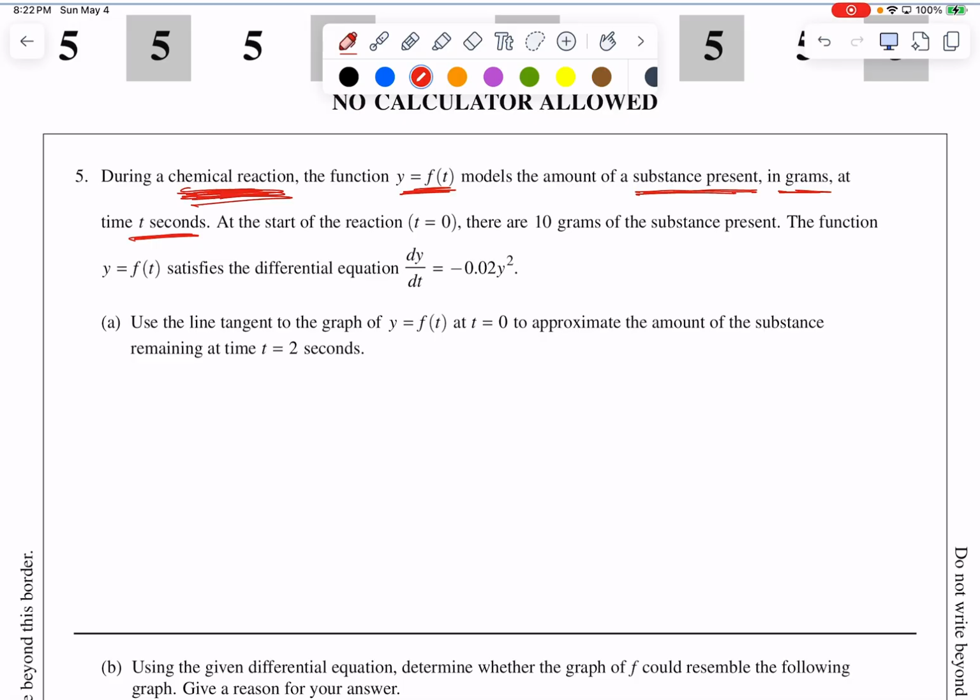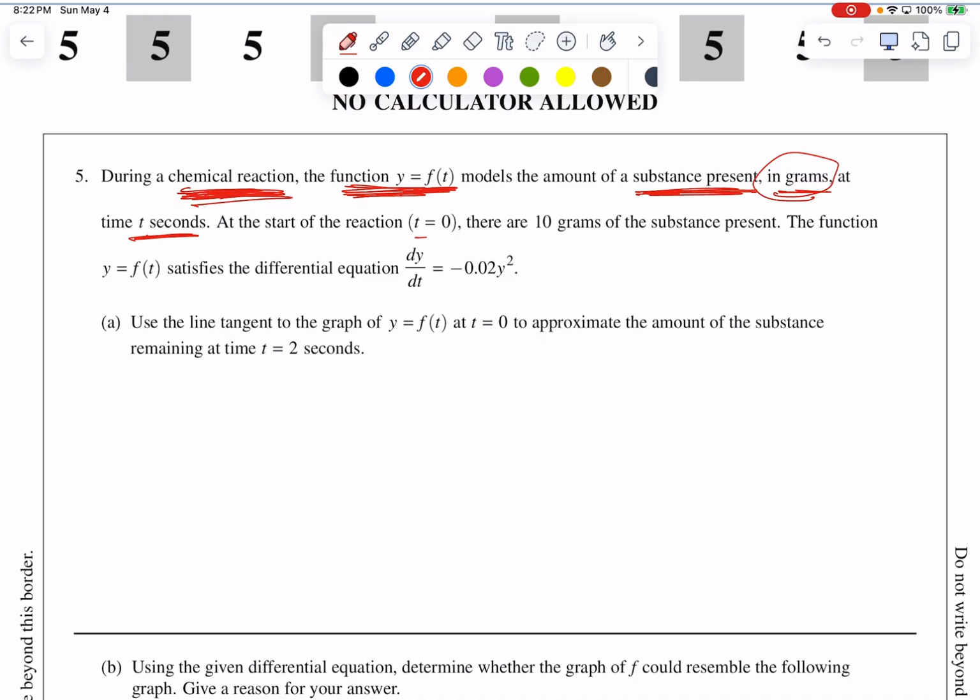All right, refocus. During a chemical reaction, the function y equals f of t models the amount of a substance present in grams. How much present in what? Grams. At t seconds. The start of the reaction, here we go, underline this.